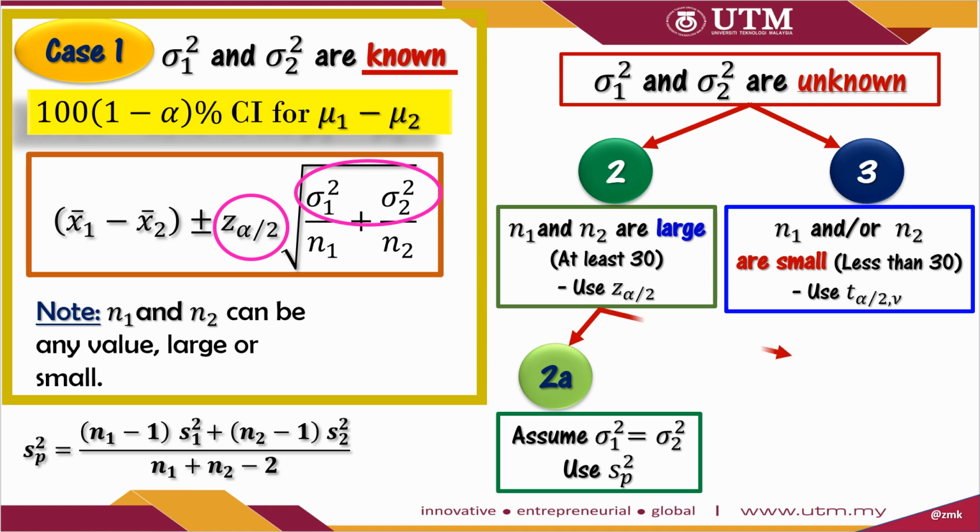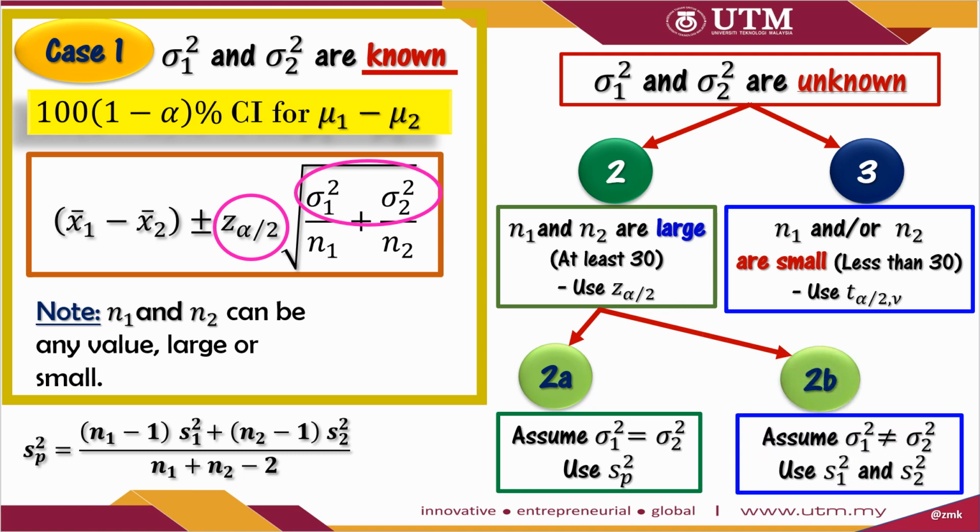For case 2b, on the other hand, the population variances sigma 1 squared and sigma 2 squared are assumed to be unequal. Here, sigma 1 squared and sigma 2 squared are estimated by the sample variances S1 squared and S2 squared respectively. In other words, we do not use the pooled variance SP squared when we do not have the equality of population variances assumption.